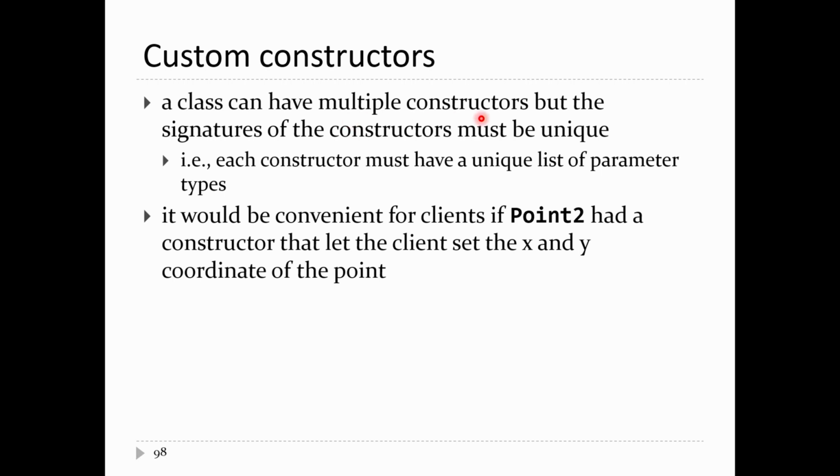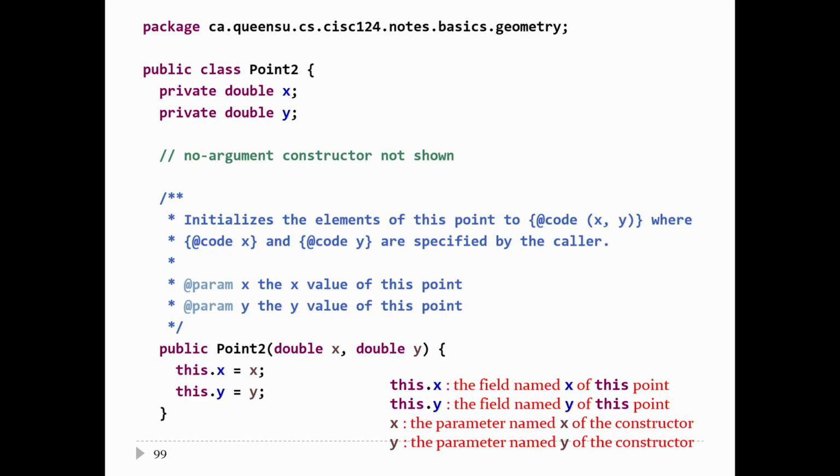So you can add in as many constructors as you want, as long as the constructor signatures are unique. All constructors have the same name, so the unique part means the parameter list is unique. For the Point2 class, it would be nice to have a constructor that lets the user set both the x and y coordinate of the point at which it was created. So you just put in another constructor.